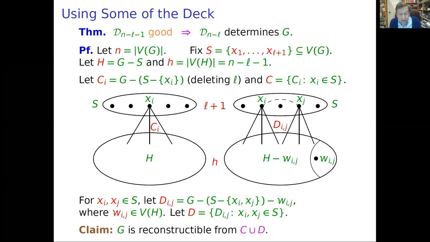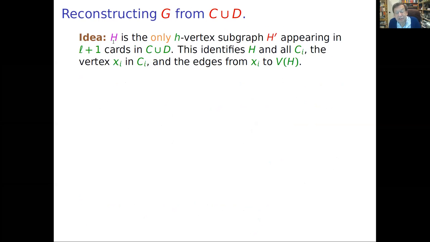And so the claim is that when we take these l plus 1 cards and these l plus 1 choose 2, together we'll be able to determine what the graph is using this property. And the idea is just that that special subgraph H is the only subgraph with h vertices that will appear in l plus 1 of the cards that we have selected. And that way we can tell what H is, what all the special vertices are, the edges from there to there.